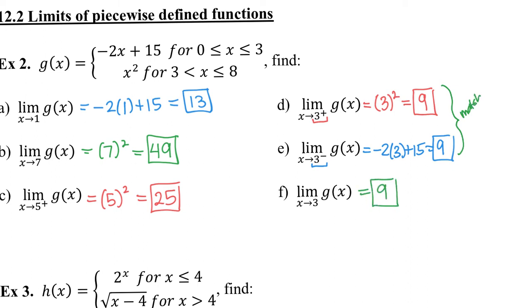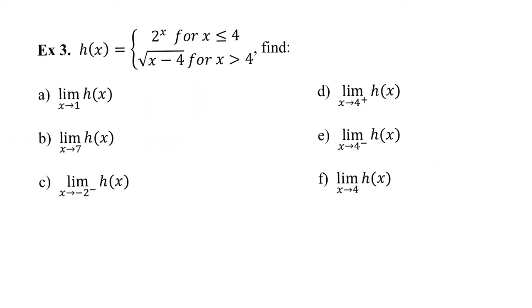Okay, and the reason I couldn't just plug it in is because 3 is the division between two different functions or two different equations. So they might have different values on the left and right, whereas if I was plugging in x equals 5, from the left and right, I'm using the same equation, so it shouldn't develop a different value.